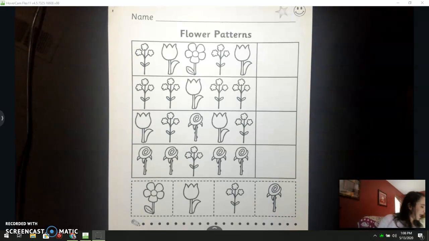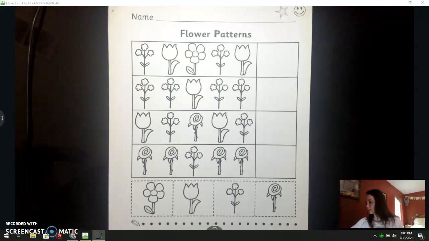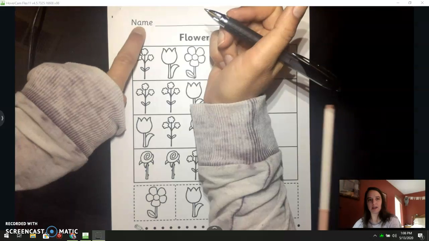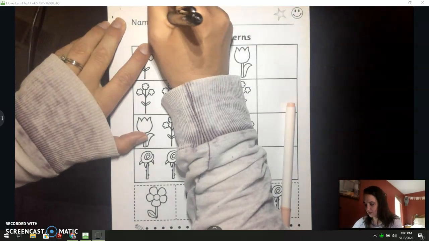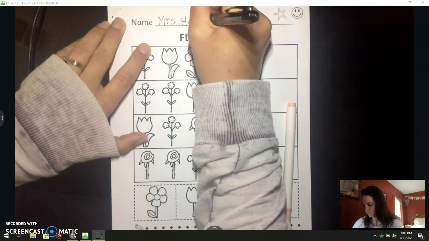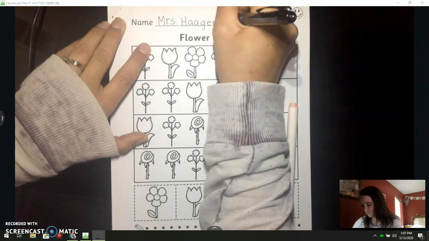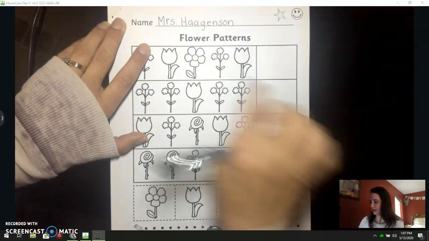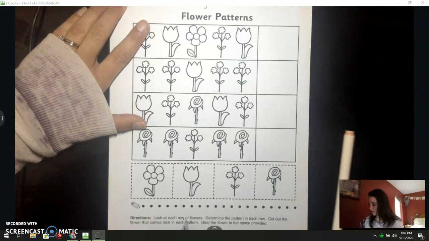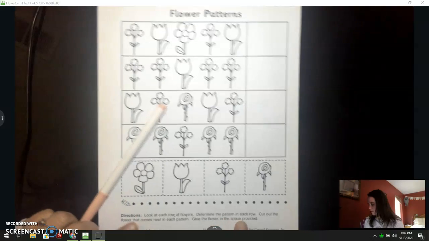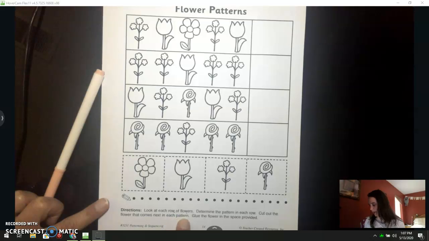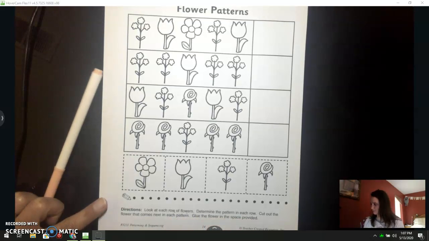One more page for today, another cutting and gluing page. We are going to be making patterns with flowers. Pick up your pencil. I'm using a pen so you can see better, and write your name. N-A-M-E. Spell the name. The name of this page is Flower Patterns, and the directions for your grown-up at the bottom say look at each row of flowers. Determine the pattern in each row. Cut out the flower that comes next in each pattern. Glue the flower in the space provided.